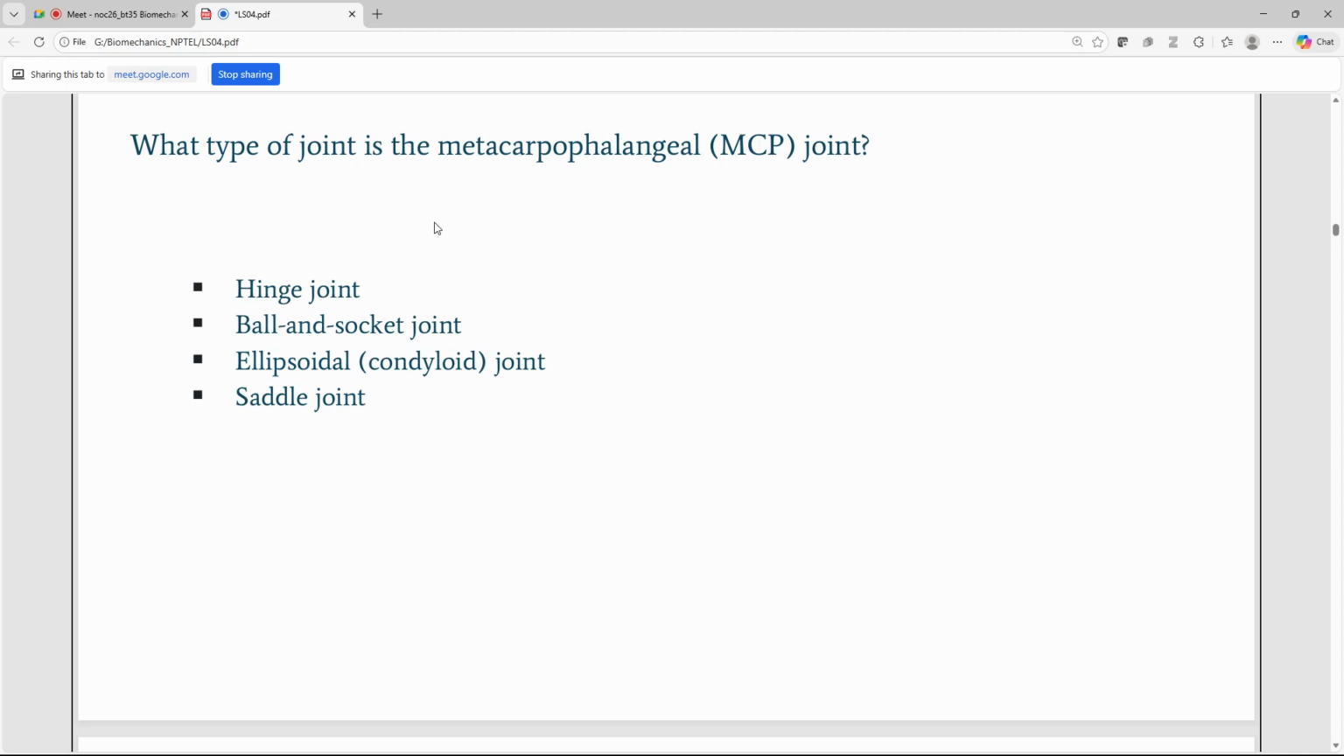Next question. Which type of joint is the metacarpophalangeal, that is MCP joint? Options are hinge joint, option B ball and socket joint, option C ellipsoidal joint, option D saddle joint. What type of joint is the metacarpophalangeal, or MCP joint?